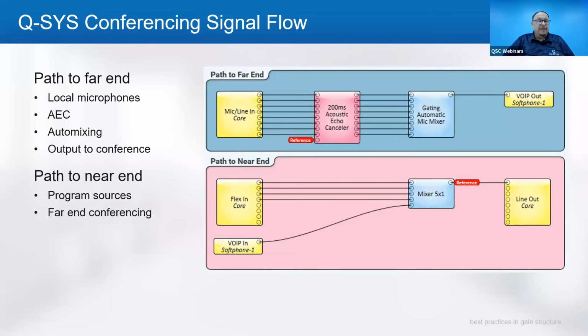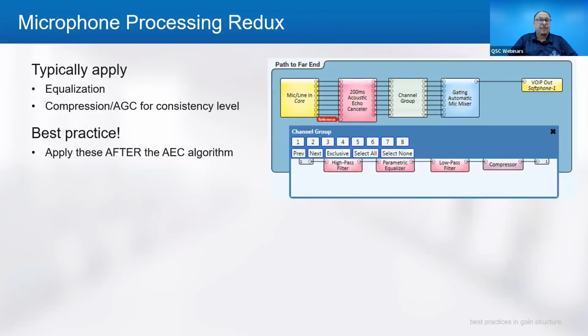But when we look at our path to the far end, we have our local microphones, we go through the AEC, and then we do our gating automatic mic mixer, and then we go out to our conference. On the near end, I kind of walk through this one, we have our program sources up top, and then we have our VoIP and soft phone, could be USB conferencing, could be analog, whatever you want it to be, coming in there. So typically we find that we apply our equalization between the acoustic echo canceller and the gating mic mixer.